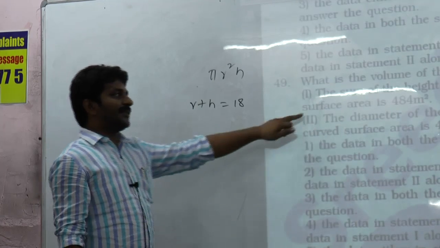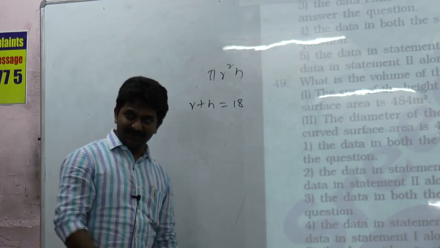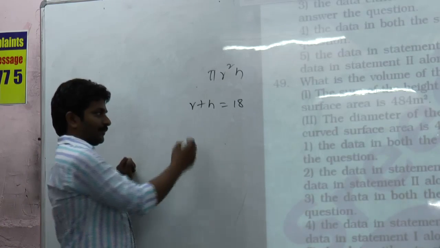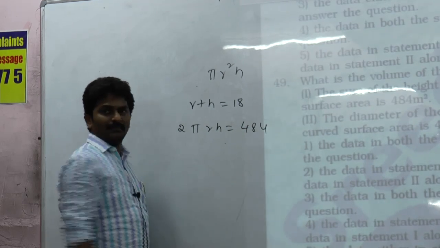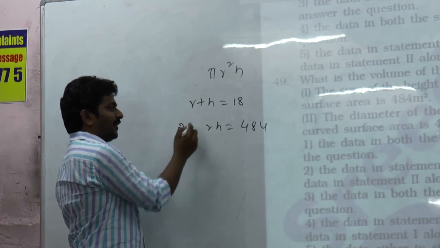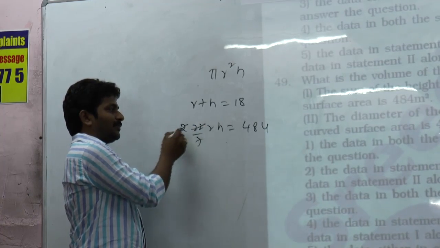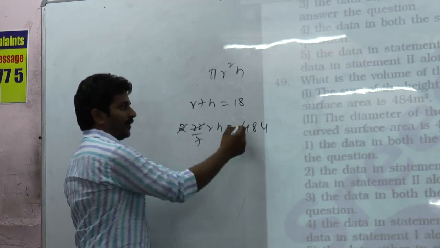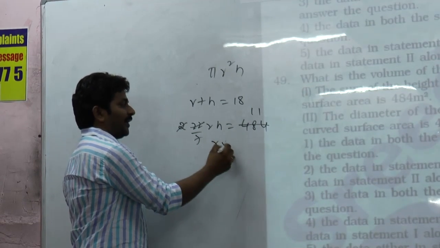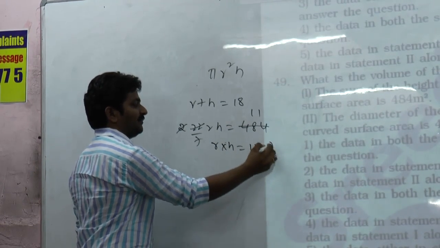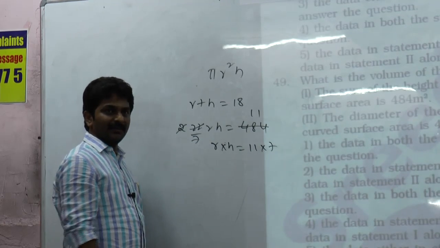And its curved surface area is 484 square meters. Curved surface area is 2 pi r h. 2 pi r h is given as 484. And here pi is 22/7. 22 into 2 is 44. 44 is 11 times 4. Radius into height is 11 into 7. 7 goes to the right hand side, right?